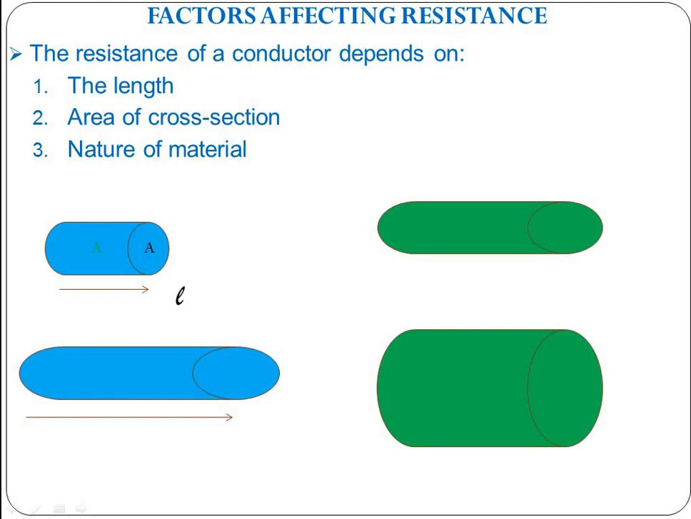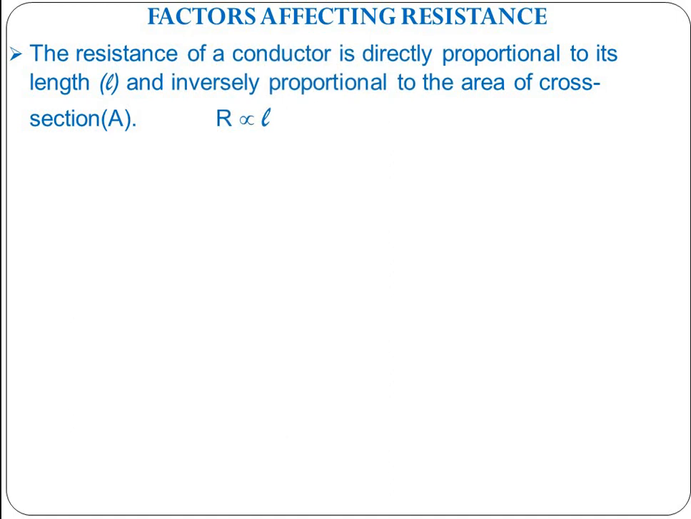When I say nature of the material, it means that the resistance offered by a material like copper will be different from that of aluminium or silver. So we can conclude that the resistance of a conductor is directly proportional to its length and inversely proportional to its area of cross section. So R is proportional to L upon A.